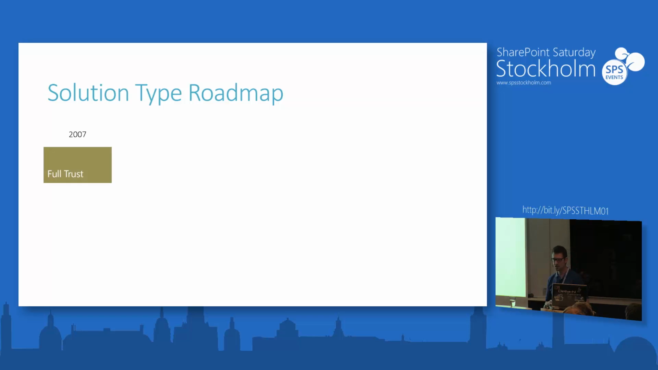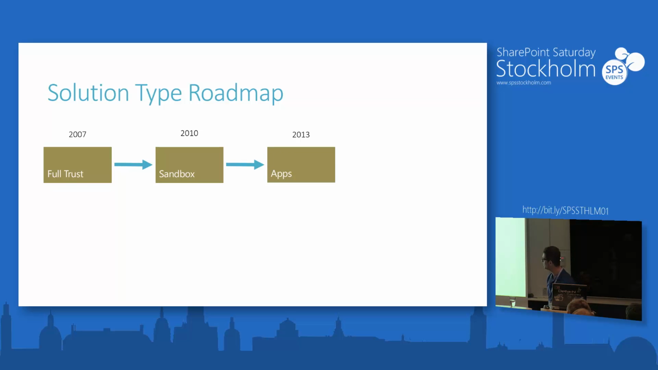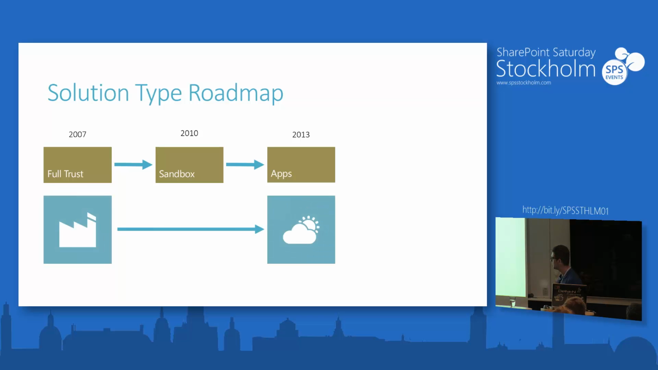So Victor showed this in his keynote. 2007 brought us full trust. So I'm going to do a little bit of history here. 2010 gave us Sandbox. 3 version years later, SharePoint 2013 gave us apps. Make sure you notice the trend here. It has been pretty obvious since the introduction of SharePoint 2013. Microsoft likes us to work on solutions that don't block users from moving to the cloud.